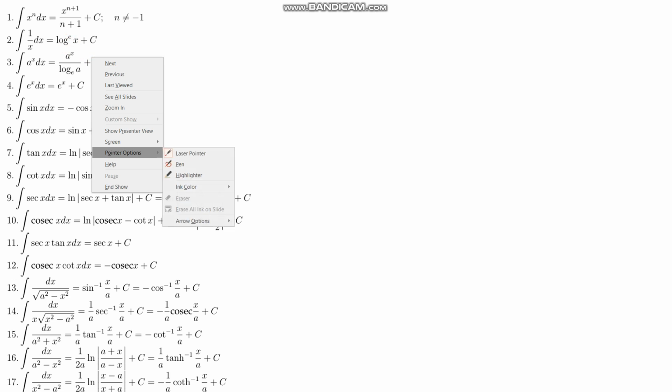First formula. Integration of x to the power n dx is x to the power n plus 1 by n plus 1 plus c, n not equal to minus 1. For n equal to minus 1, that is 1 by x dx, integration of 1 by x dx is log base e. It must be base e, not power. Log to the base e or ln x plus c.